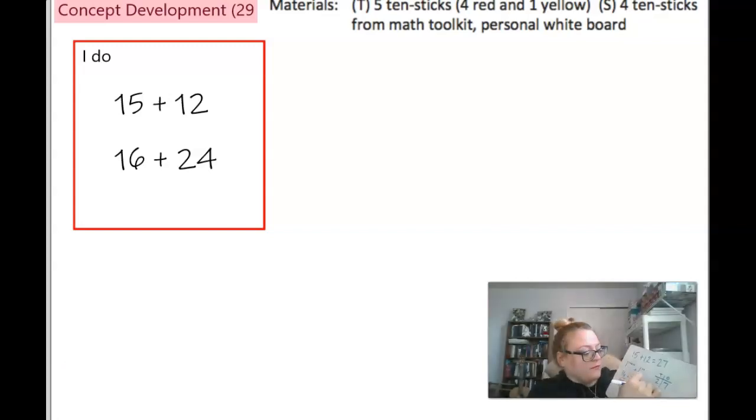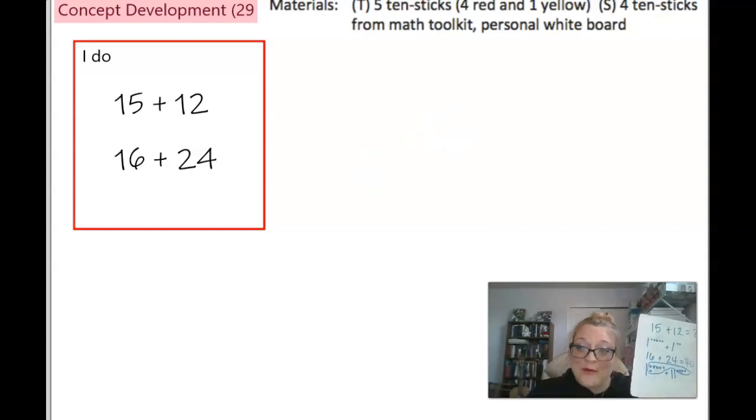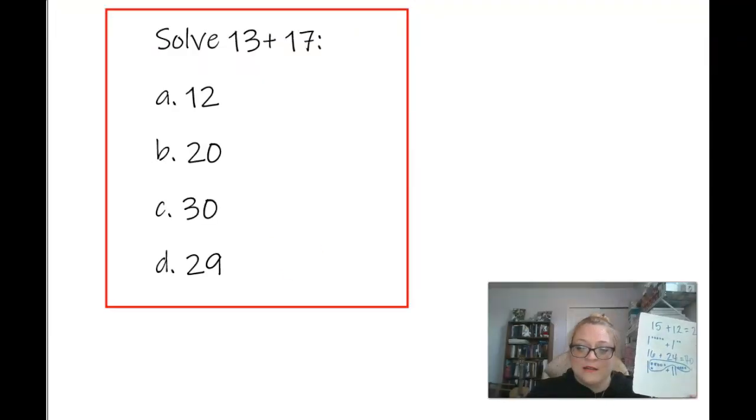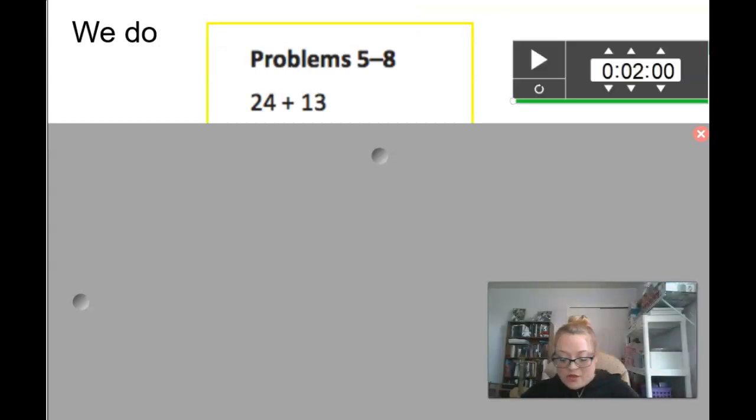So can you guys read my number sentence to me? 16 plus 24 equals 40. All right, you guys ready to try one? All right, so make sure that you have room. I have a whiteboard, so I'm just going to erase these.